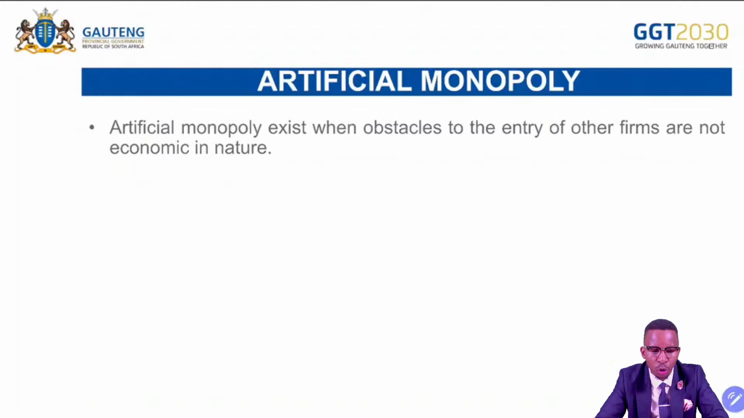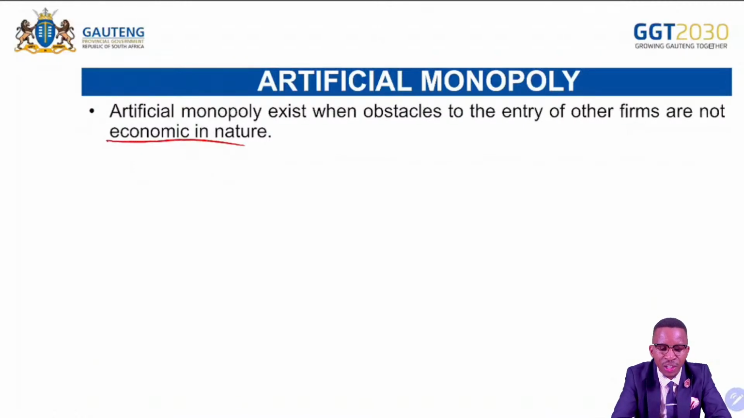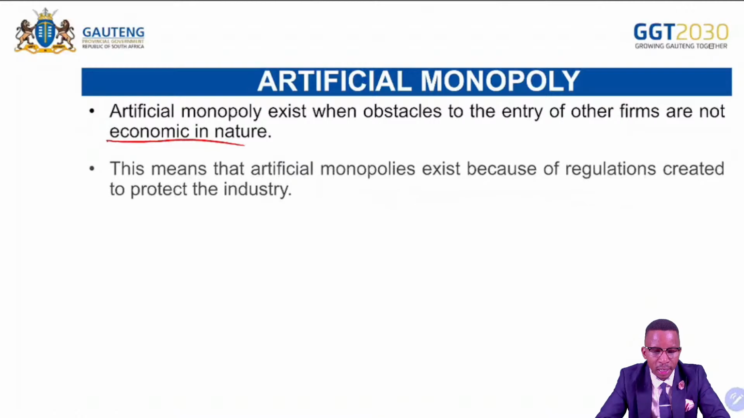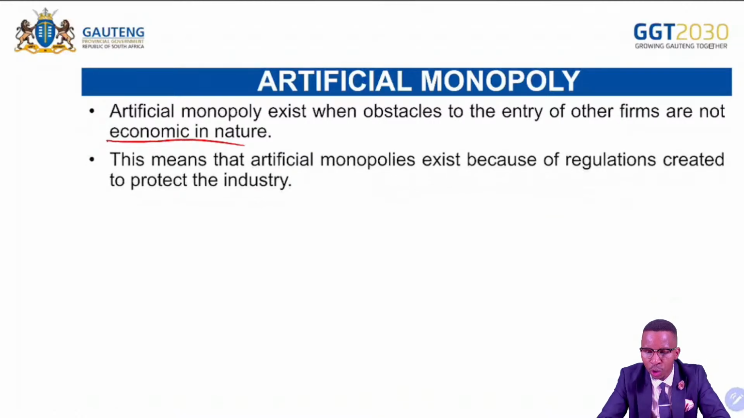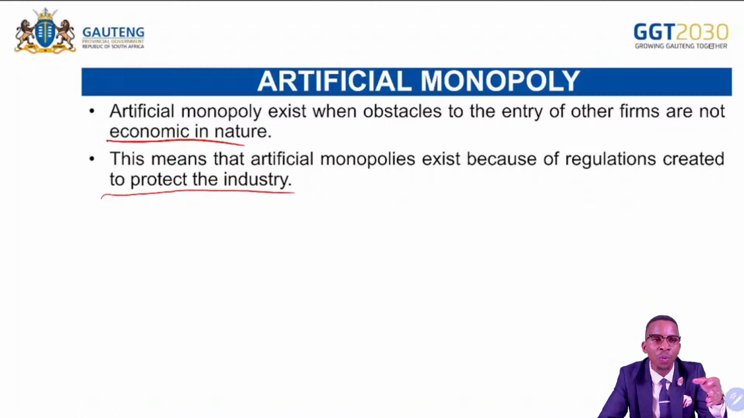And then artificial monopoly. Artificial monopoly exists when obstacles to entry of other firms are not economic in nature. So when barriers to entry are not economic in nature, that creates an artificial monopoly. This means that an artificial monopoly exists because of regulations created to protect the industry. It can be regulation created through legislation to ensure that the industry is highly protected, maybe because it produces a very important or necessary product for the nation.